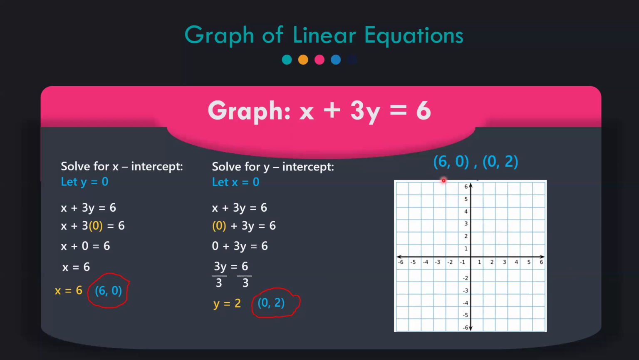Now, what will we do? We will just plot the points. So first one is we're going to plot 6, 0. Okay, so on the x-axis, 6, 0, it's here. So this is now point 6, 0. And after that, 0, 2, on the y-axis. Here is 0, 2. So all we need to do is to connect the 2 points. There, so we're going to have a line. And this line now is the graph of the linear equation x plus 3y equals 6. Okay? This is how its graph looks through the intercept method. Okay? Next example.